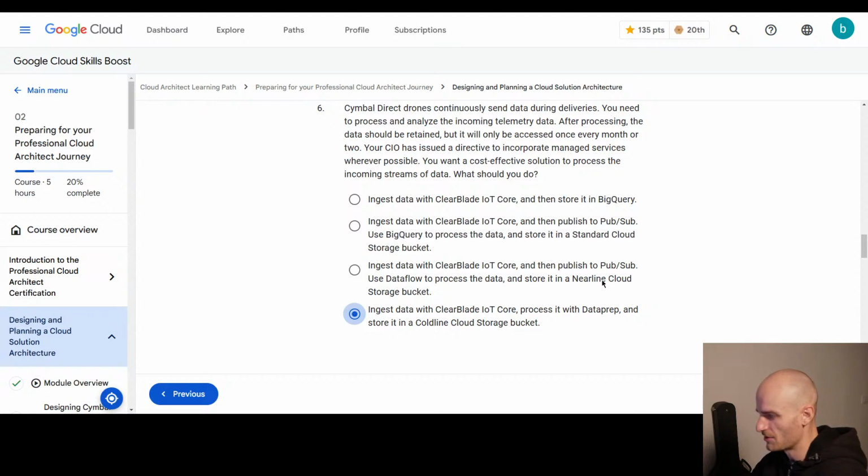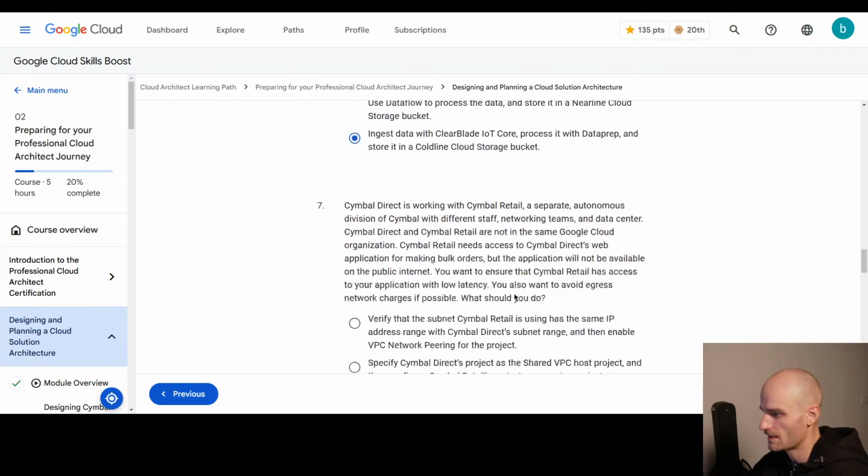I don't remember which between Nearline and Coldline is best for monthly or every two months access, but I imagine it's Coldline at this point. So let's go.